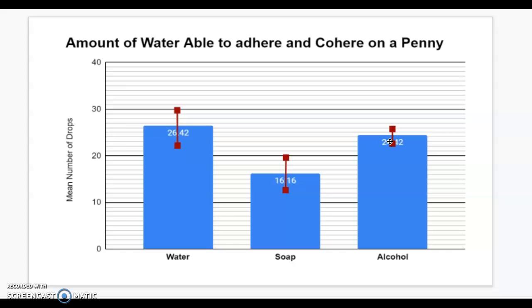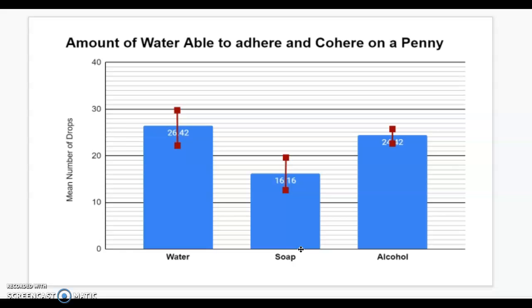Those are my averages. But for this class, I'm going to ask you to do more than be able to tell me what the average number of drops are. Because if this was all the data you collected, you would have to conclude that water holds the most drops, followed by alcohol, and then soap on average, right? But there's more to the story.